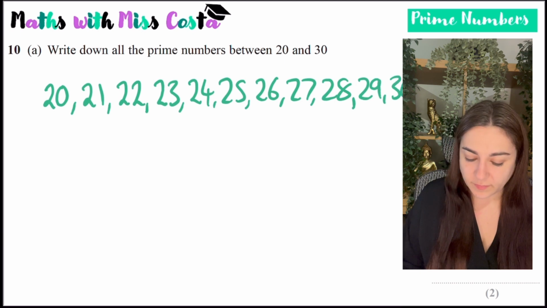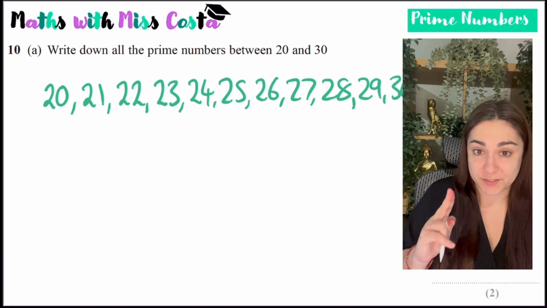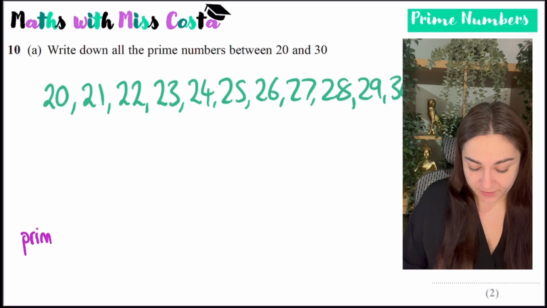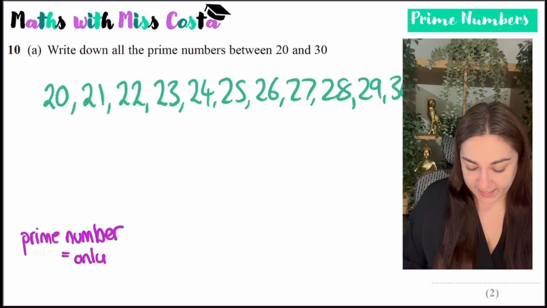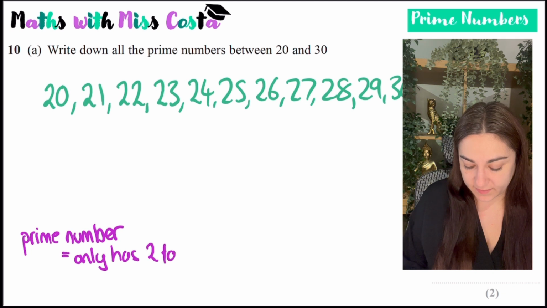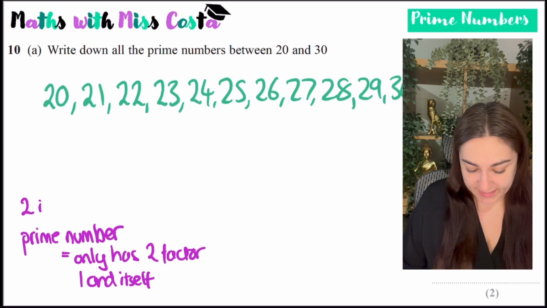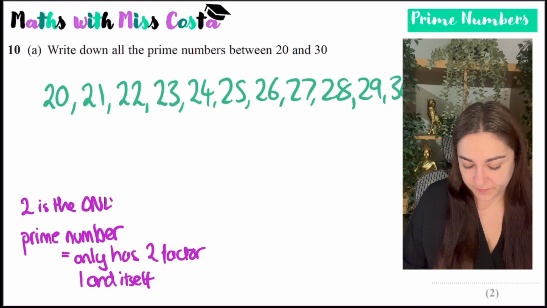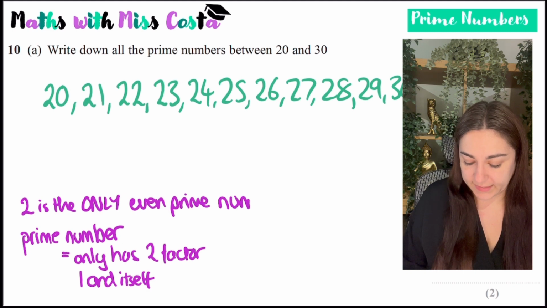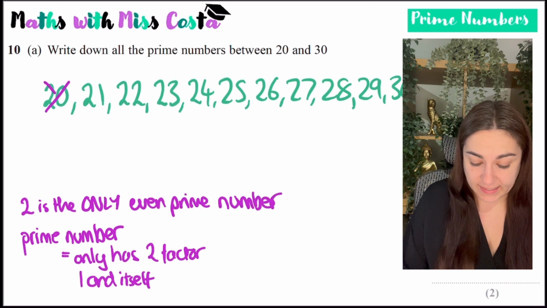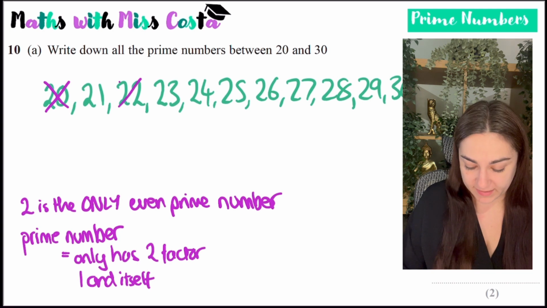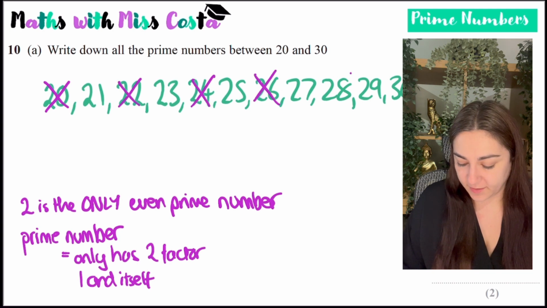So first of all, for something to be a prime number, it can only have 2 factors. So a helpful reminder, a prime number only has 2 factors, 1 and itself. And also 2 is the only even prime number. So therefore, any even numbers I can cross out immediately. So that's what I'm going to start by doing.